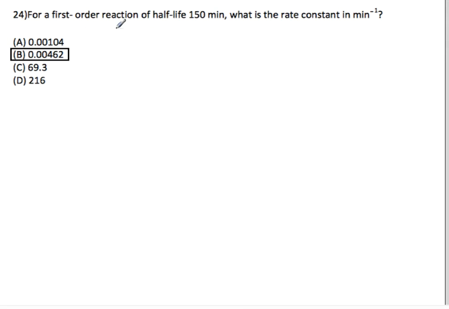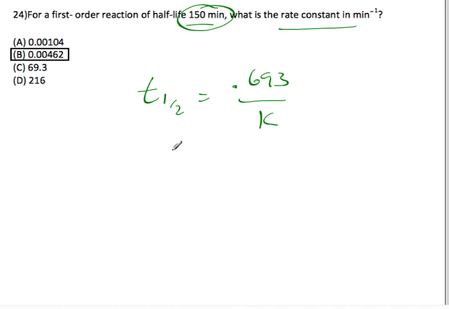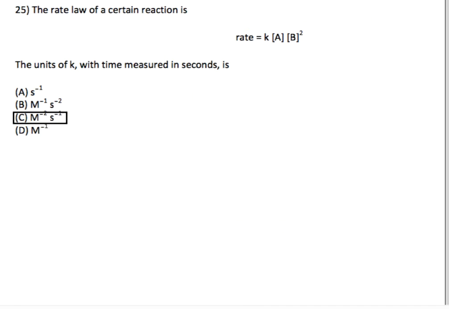Next one. For a first order reaction, the half-life is 150 minutes. What is the rate constant? It goes back to this: t1/2 is equal to 0.693 over k. Well, they tell me the half-life is 150 minutes, so all I have to do is plug 150 minutes in here, and then do a little cross multiplication. So all I'm going to do is go 0.693 divided by 150 minutes, and bam, I can solve the rate constant k. This equation's in your booklet, so you don't have to memorize it.